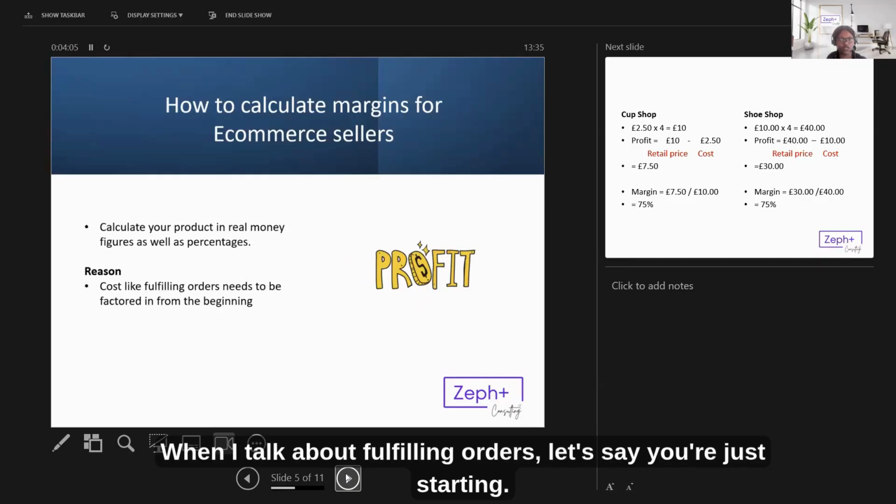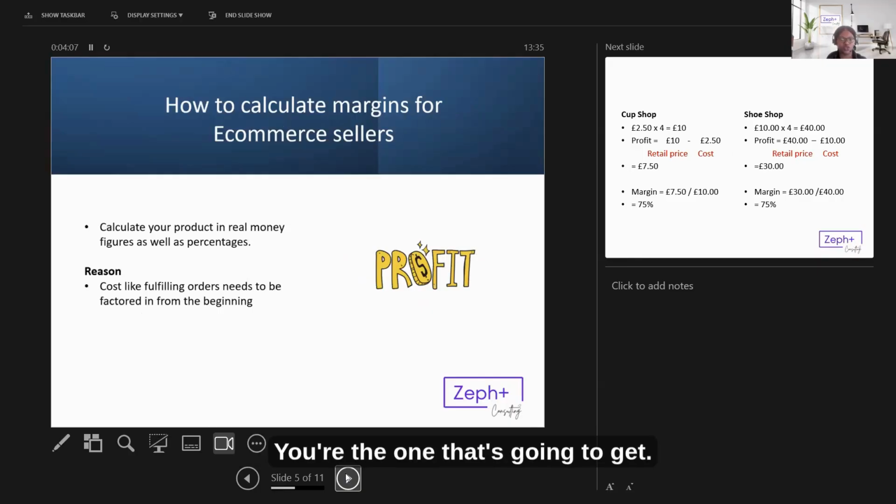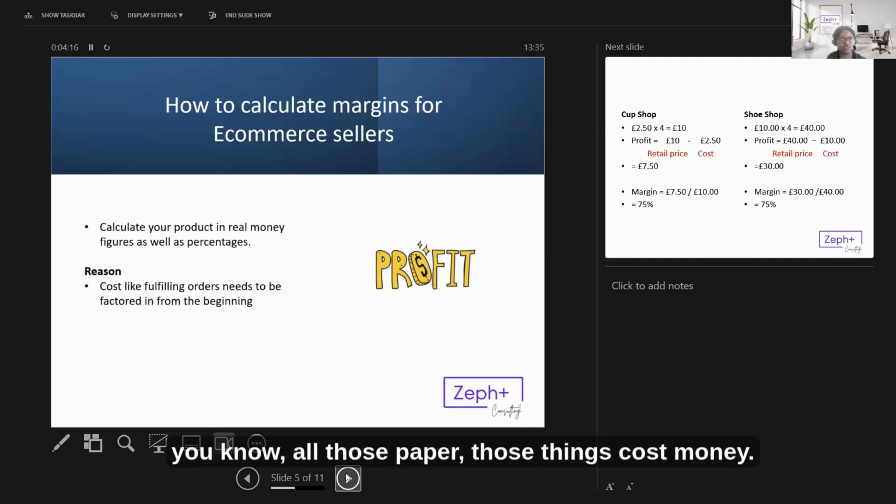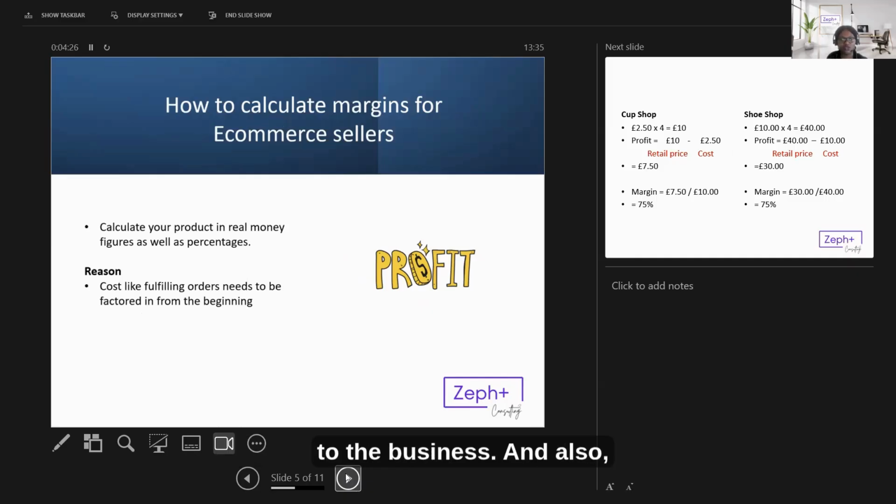When I talk about fulfilling orders, let's say you're just starting. You're the one that's going to get your product, pack it, and print out the label. The printing cost, the paper, those things cost money, and they need to be factored in. Also the labor, because you're the one going around doing that, your labor needs to be factored in as a cost to the business.